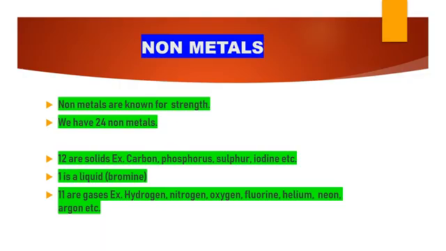Only one is a liquid non-metal, it is bromine. Then 11 are gases. Examples: hydrogen, nitrogen, oxygen, fluorine, helium, neon, argon and so on. So totally we have 24 non-metals, 12 are solids, 1 is a liquid and 11 are gases.